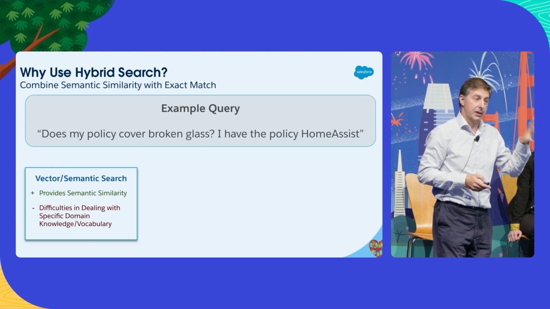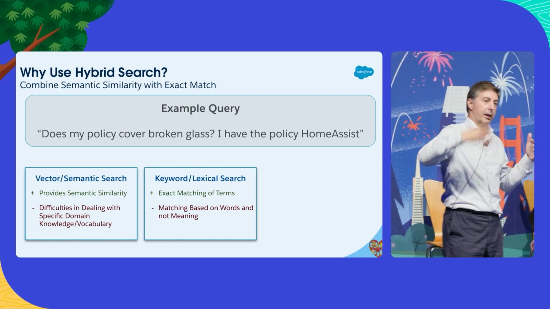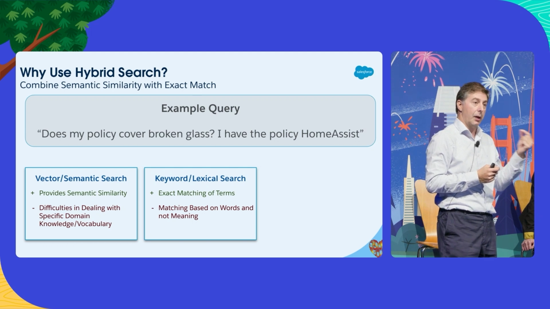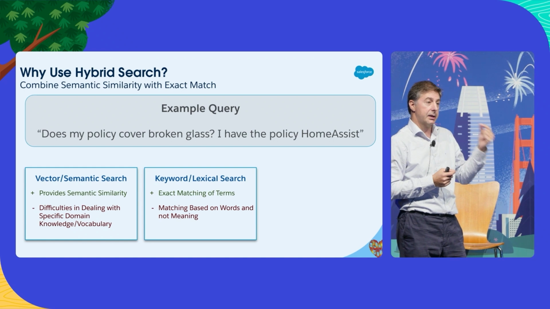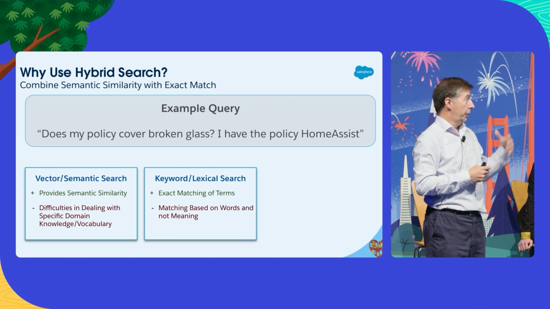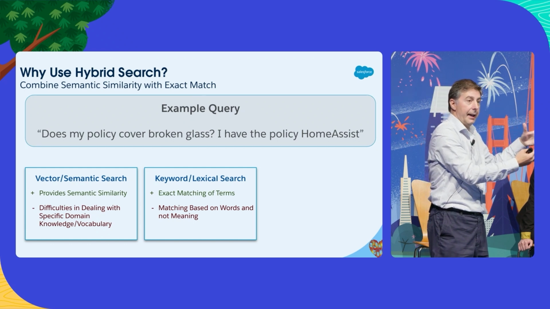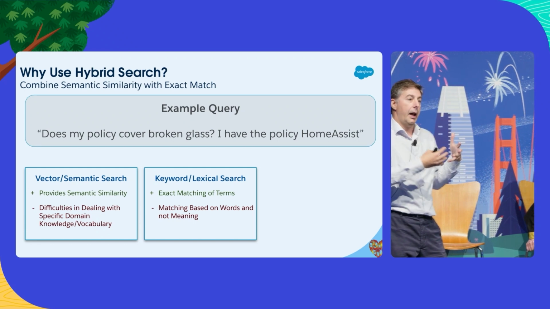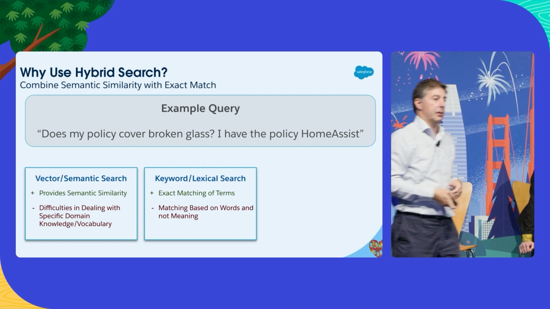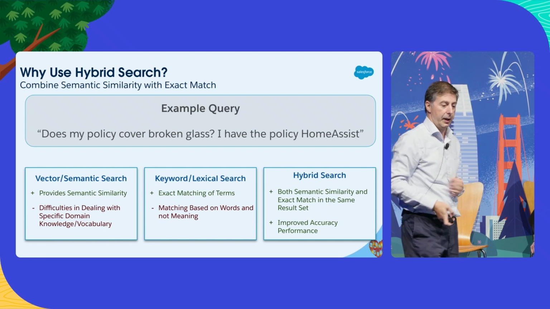And the way that we can solve this is by using keyword search to also influence the ranking of the results. Because with keyword search, you can do exact match. And that's exactly what we want. We want keyword search to look for documents that talk about home assist policies. So you get vector search that ranks higher documents that talk about broken glass and whether the policy covers it or not. And you get the keyword search to get you the right type of policy on top of the result. So when you mix these two, you get the best of both worlds, okay? And you get the most relevant results.